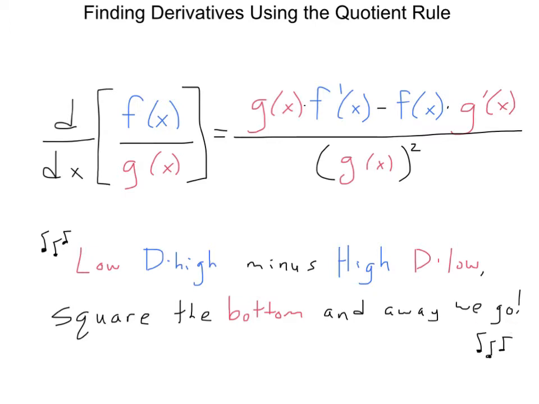And the key here, doing some meta rhyming here, is that low rhymes with go. And so it reminds you that it's supposed to work, because you see low d high minus high d low, square the bottom, and away we go. It has this nice rhythmic sense to it, and we can remember low d high minus high d low, square the bottom, and away we go. You can do that, right? So that's how we use the quotient rule.